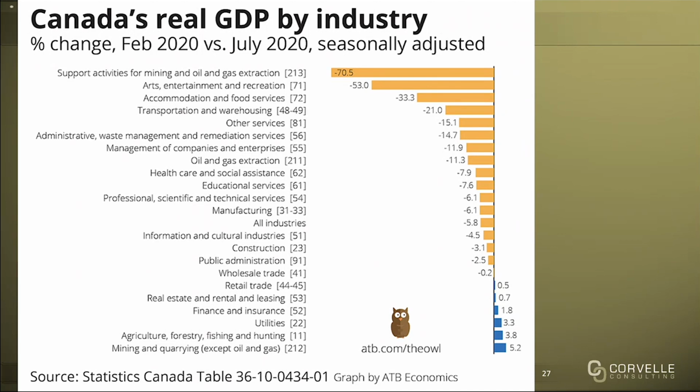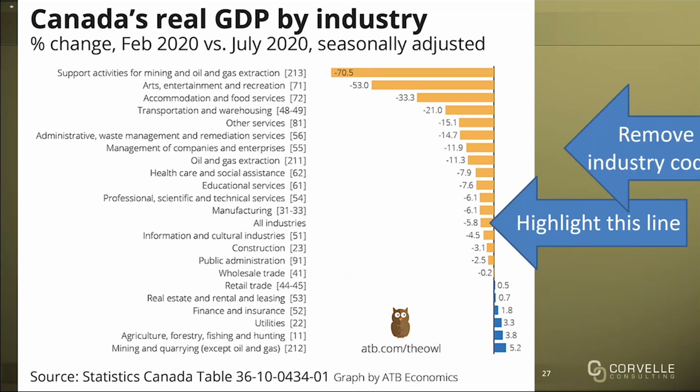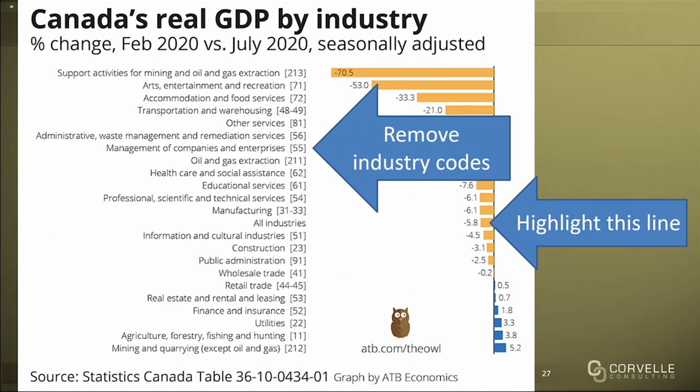So now some criticisms. There's no highlighting of this line that's really quite different from the other data points. So we should do that. So how else could we improve this chart? We could remove these industry codes. Most people aren't aware of them, and they're just clutter. If somebody really cares, maybe we should have a table of them as a separate slide.